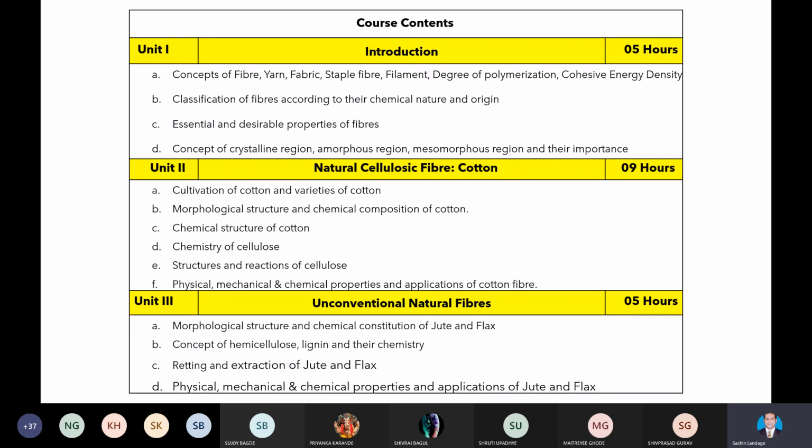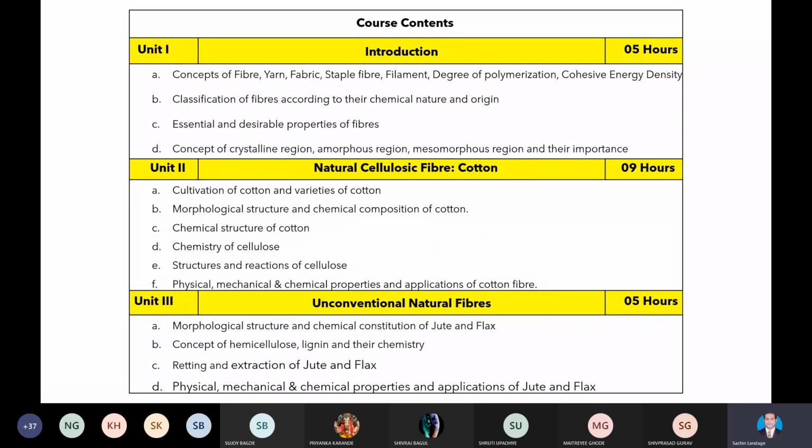Next is the concept of the crystalline region, amorphous region, mesomorphous region, and their importance. Along with that, one more point we are going to study is related to moisture. It will come under one of these points, but we are going to study it separately in detail. So these things we are going to study in unit 1.